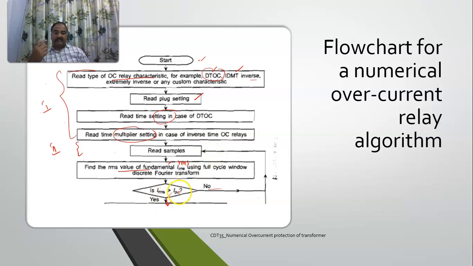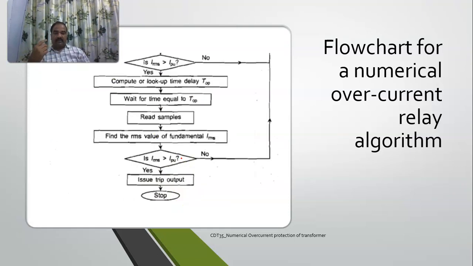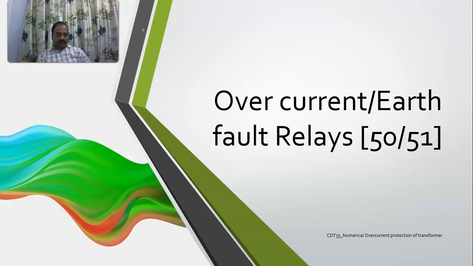If it is greater than your pickup value, next you will look up the time delay. You will wait for this time. After this time, again you read the samples, find the RMS value, and check if it is still greater than your pickup. If it is still greater, then you issue the trip output and it will stop your program. If it is not greater, again you will go back to the samples. Understood now how to develop a flowchart, how to implement this overcurrent relay algorithm. So this is the way we develop the algorithm.